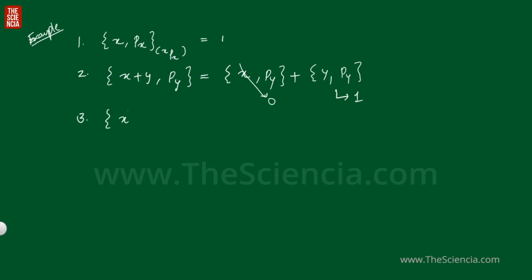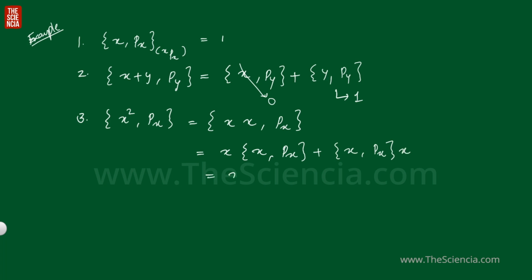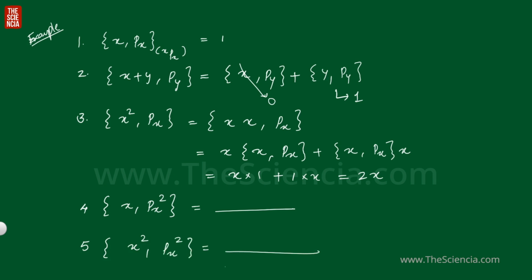Third one, the Poisson bracket of [x², p_x]. How do we solve? We can rewrite this equation by using the Leibniz rule, that is [x·x, p_x]. That is equal to x times the Poisson bracket of [x, p_x] plus the Poisson bracket of [x, p_x] times x. So what we get? This is equal to x into the Poisson bracket [x, p_x], which is 1, plus the Poisson bracket [x, p_x], which is again 1, into x. So we get equal to 2x. Then another example, the Poisson bracket of [x, p_x²]. Please solve it. And another one, the Poisson bracket of [x², p_x²]. This also work out for yourself.